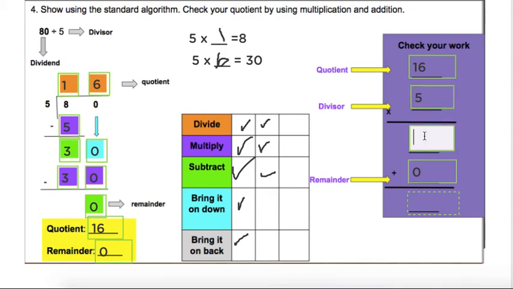Pause the video if you don't know the answer. If you got 80, you are absolutely correct. 16 times 5 is 80, plus 0 equals, yeah, 80.